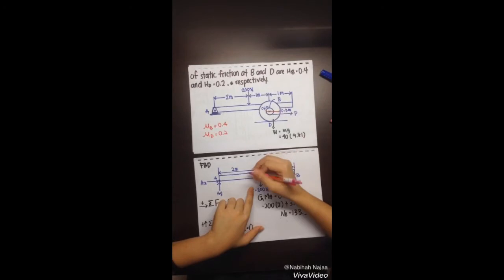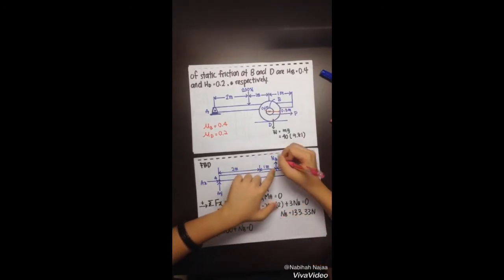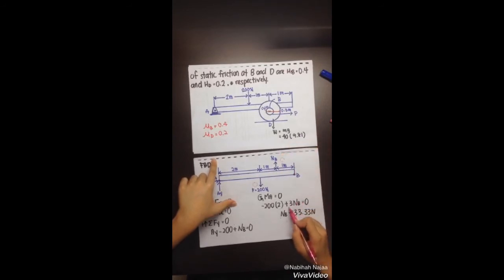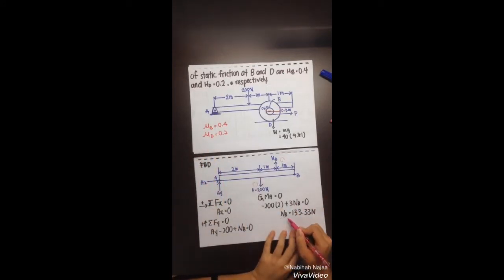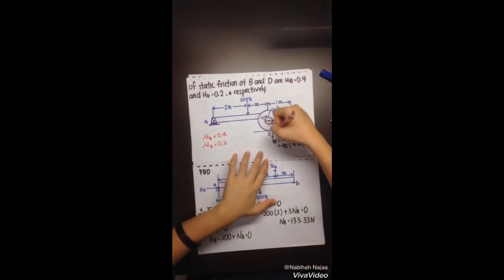So it turns clockwise, which brings this negative sign. And NB, times distance, turns counterclockwise, so it will have a positive sign. Do the maths and you will get the normal force at point B, which actually has the value of 133.33 Newton. Okay, that's it. Remember this value. So we proceed to the second free body diagram, which is this spool.